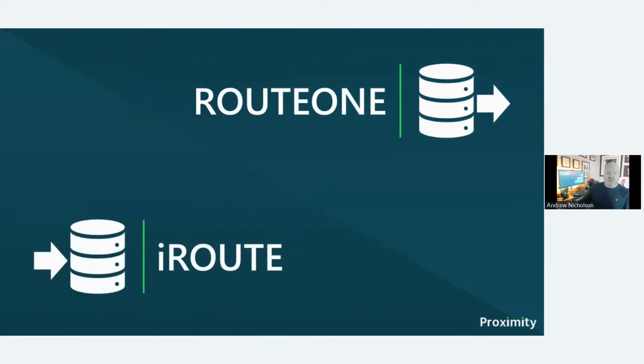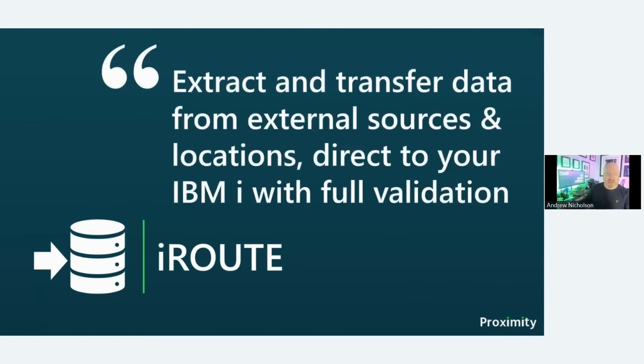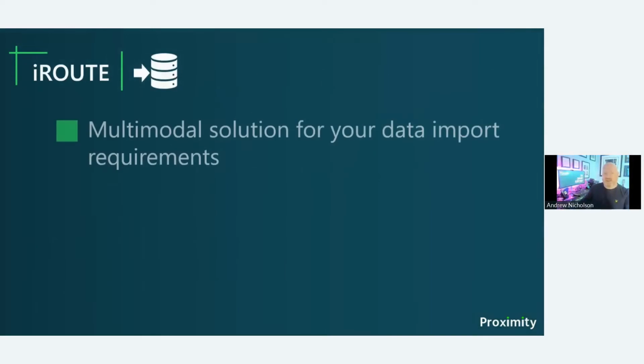So remembering that RouteOne does all you need to get meaningful information from the box, iRoute is the mirror of this product and completes all the imports for the external systems, capturing data in multiple formats from external file locations, emails, databases, and passing this into your IBM i Enterprise with full validation. Let's explore this a little further.